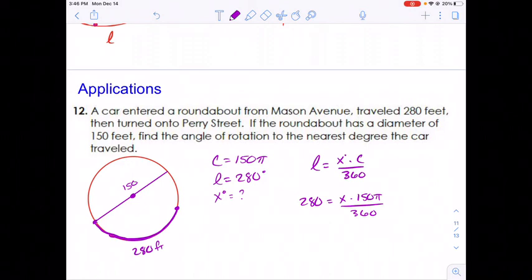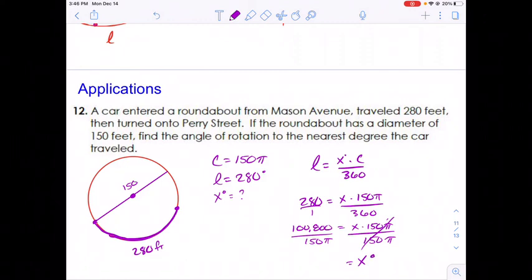As we solve for x, we need to start getting rid of everything that's on the same side as x. If we put this over 1, we can see clearly what we need to do. We can cross multiply, so we do 360 times 280. It's going to be a large number: 100,800 is equal to x times 150 pi. Now we need to get rid of 150 pi, so we divide both sides by 150 pi. That cancels this, leaving us with x by itself. So this is going to be our number of degrees.